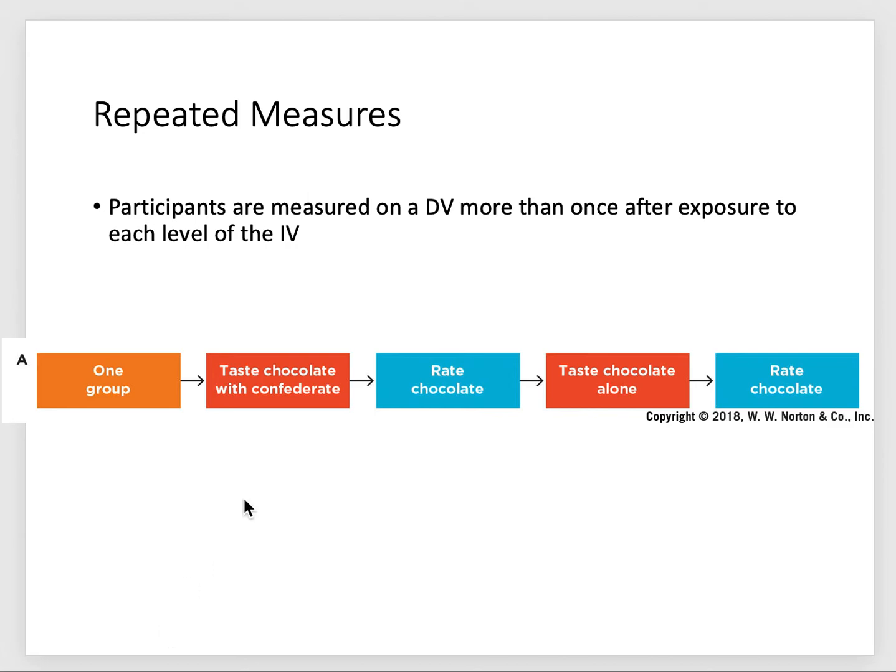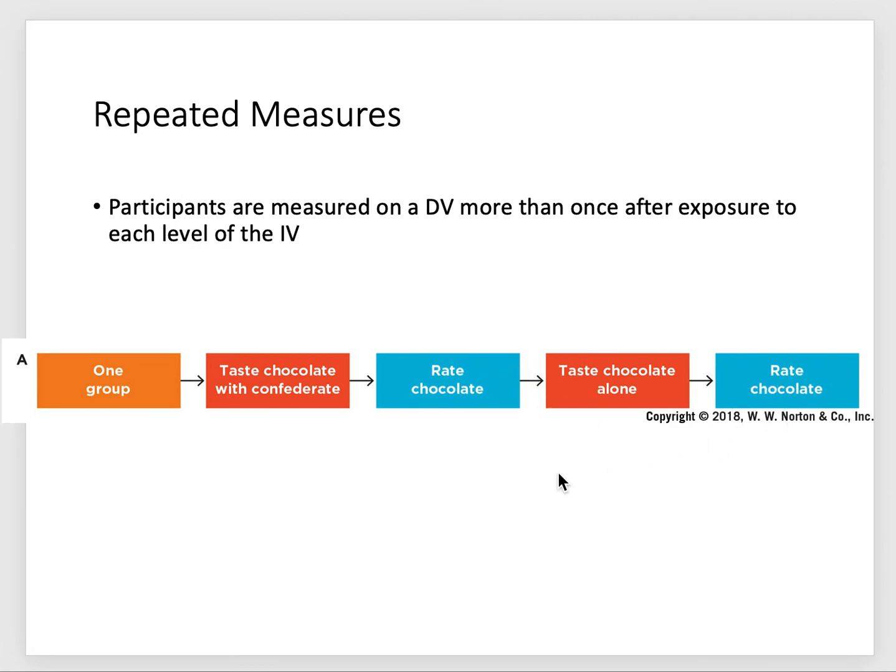I think I wrote it at the bottom of the slide though, so you can take a look there to refer to the details. But basically all we need to know is that this is the first condition, that people tasted chocolate with a confederate in the room, and then they rated that chocolate. Okay, and the next condition, this same group of people tasted chocolate alone, and then they rated the chocolate after they tasted it.